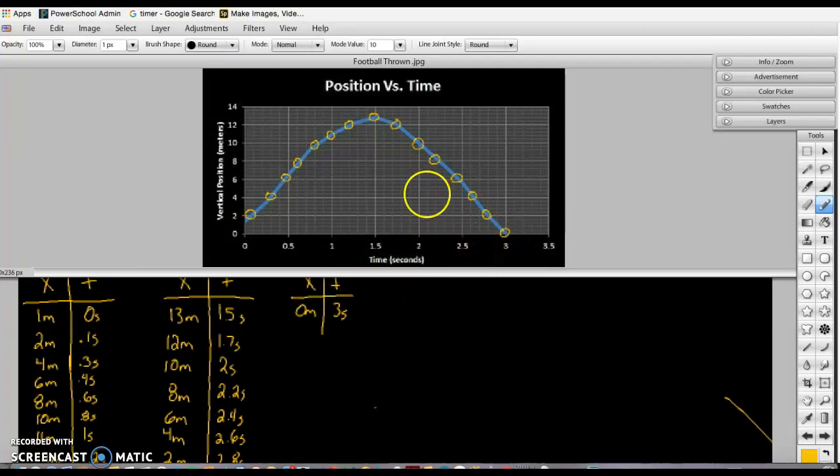All right, so that is the position versus time plot of a football being thrown. And in the next video, we're going to regraph this and see if the data that I got from here is correct.